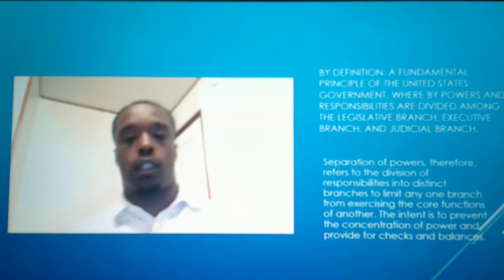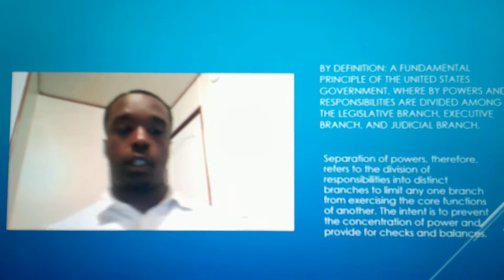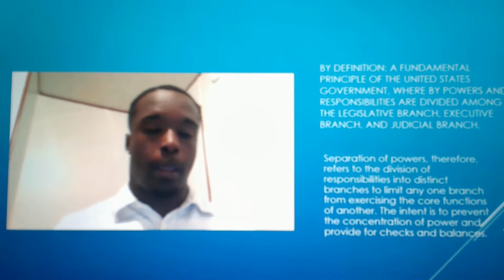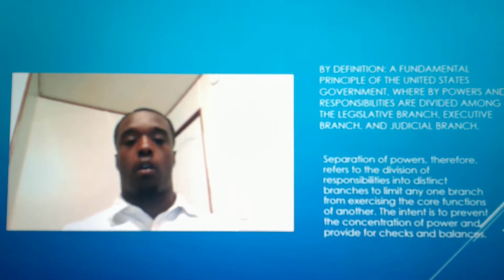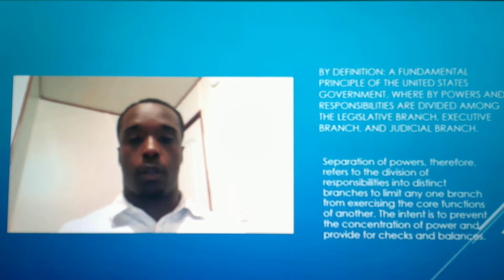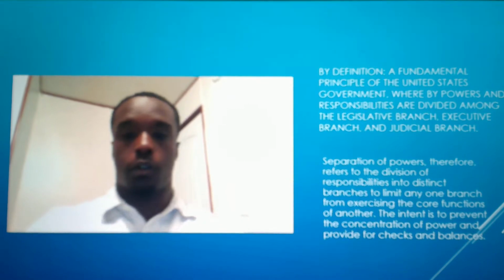Separation of powers is used to separate the government into three distinct branches: executive, legislative, and judicial. Each branch has power over another, with checks and balances to keep one from becoming corrupt within the U.S. government and to uphold the integrity of the Constitution.